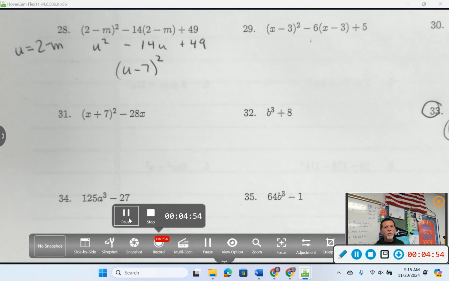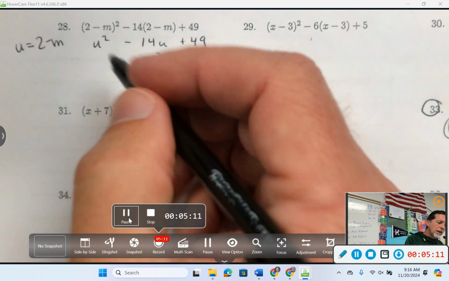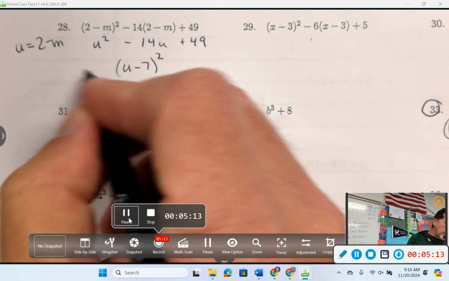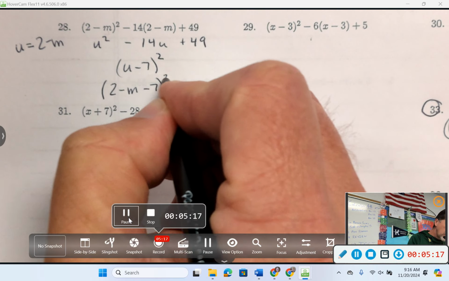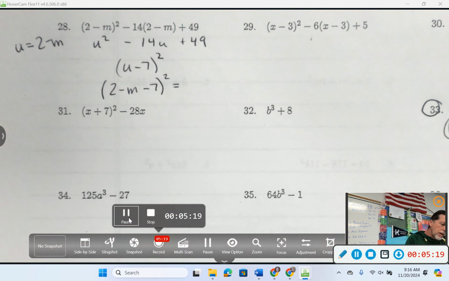Not too bad. I guess the main trick, a common mistake on these is to stop right there. Why is that not right? I've got to put the stuff back in there. So the use of substitution is great. It made my factoring a little bit easier to handle, but I'm not done until I put 2 minus m back in for u, and then we could clean that up a little bit.